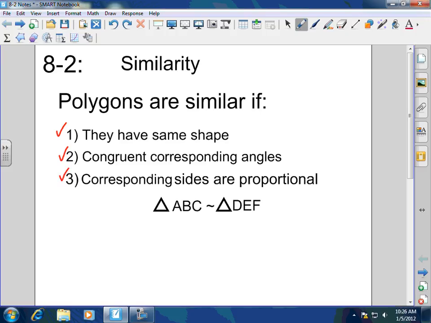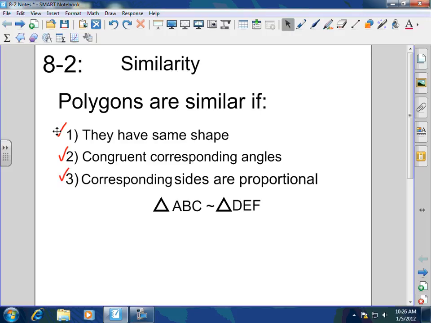Now think about what proportional means. Proportional means that when you take the ratio of two sides of one polygon and you set it equal to the ratio of their corresponding sides, you're going to have equal ratios. You're going to have cross products that are equal. It does not mean that they have the same sides. It does not mean that they are the same size. It does not mean they have the same length. It means that it is proportional.